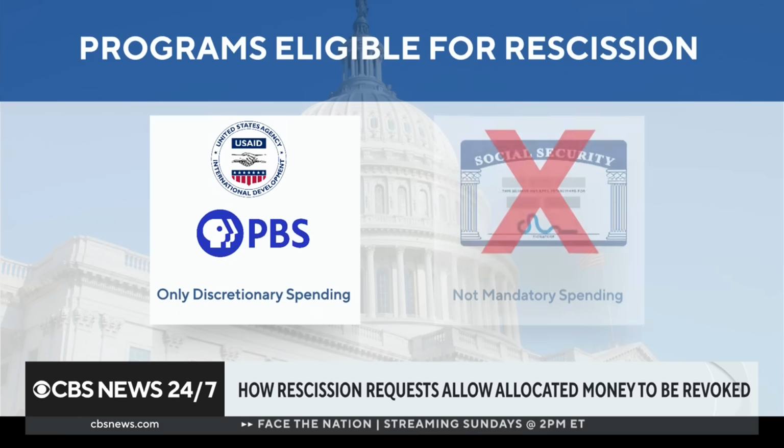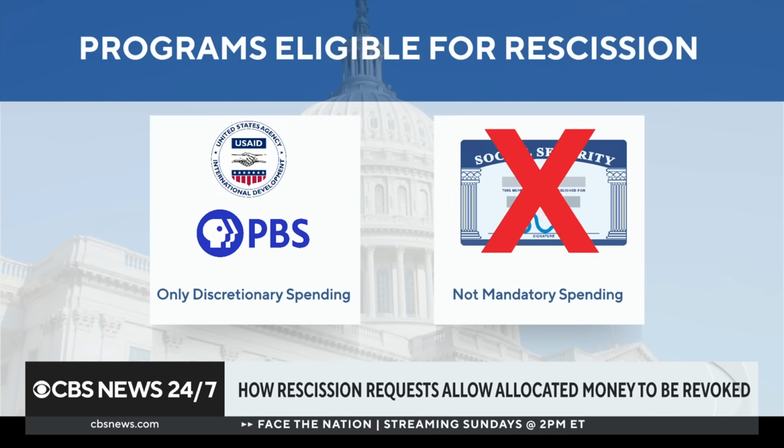The rescission process starts with a formal request from the administration. It only works with discretionary spending, so programs like USAID and the Corporation for Public Broadcasting can have funds rescinded. Mandatory spending items, which are things that must have money allocated to them by law, like Social Security, can't be touched through this process.